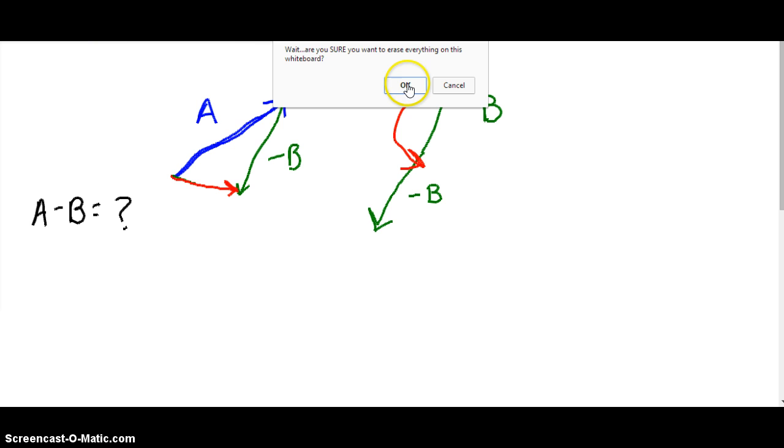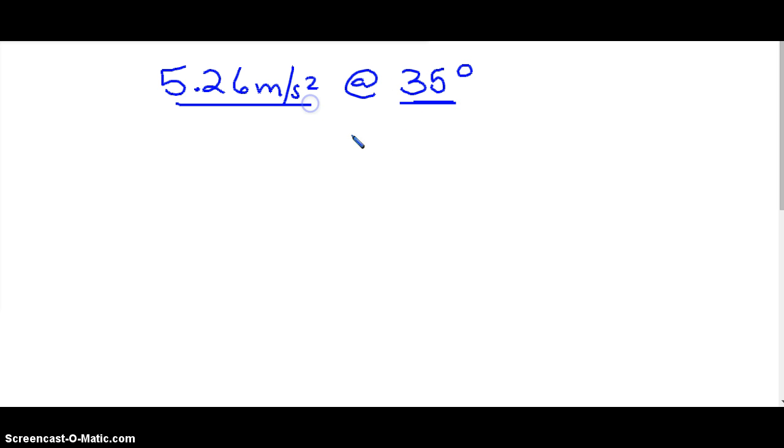Another thing about vectors is our notation of them. We've been saying, usually we'll say some number like 5.26 meters per second squared, at an angle of 35 degrees when we find that angle. This is an example vector. It's perfectly fine to notate it that way, but I just want to show you another way you might see vectors written. They're usually called IJK notation or unit vectors.